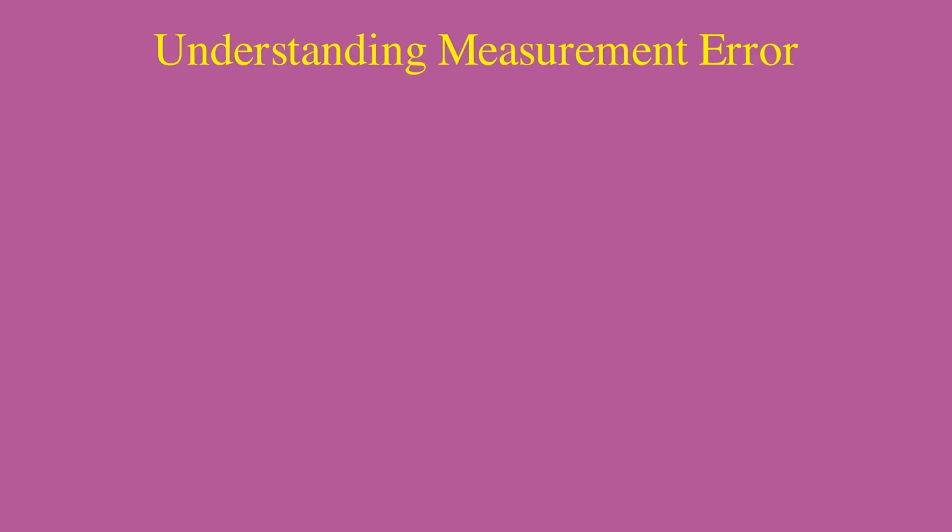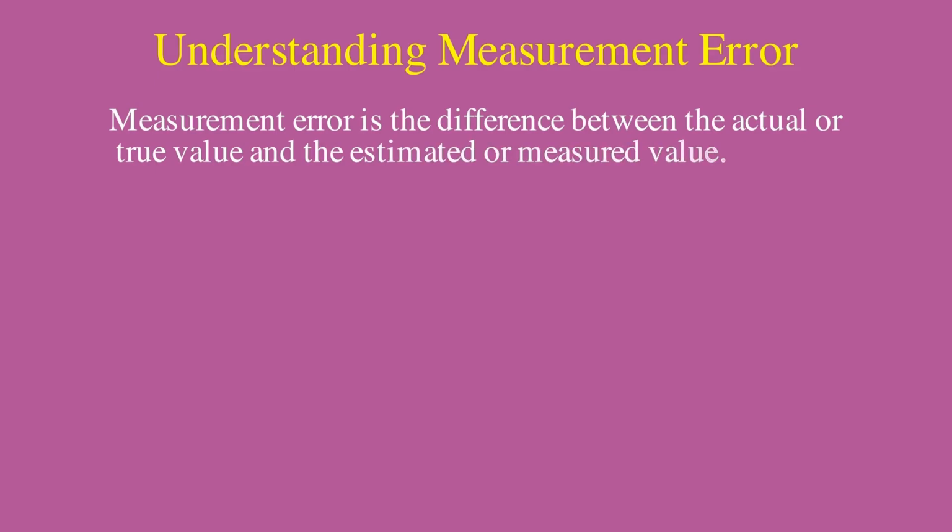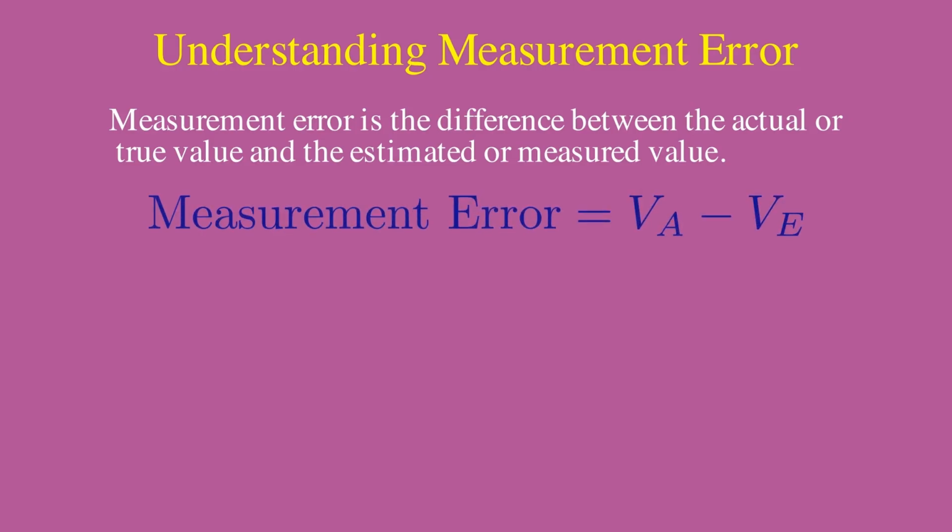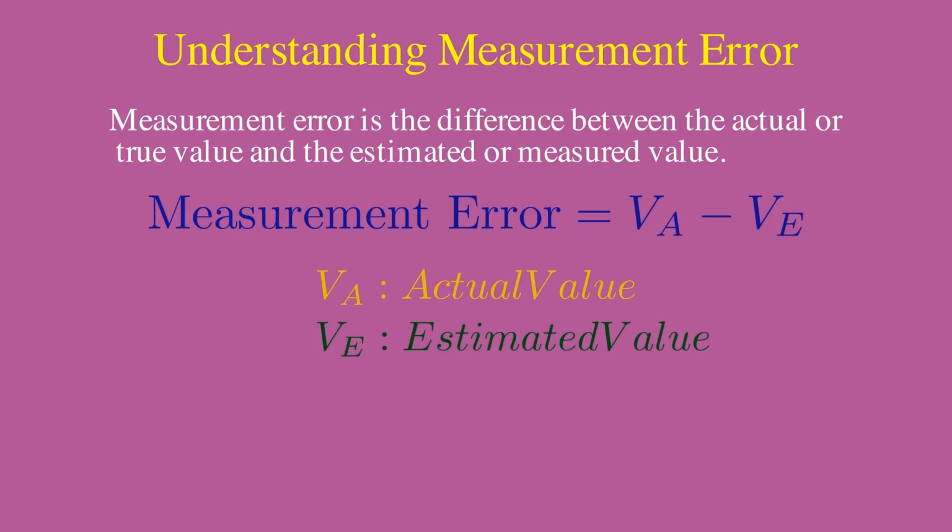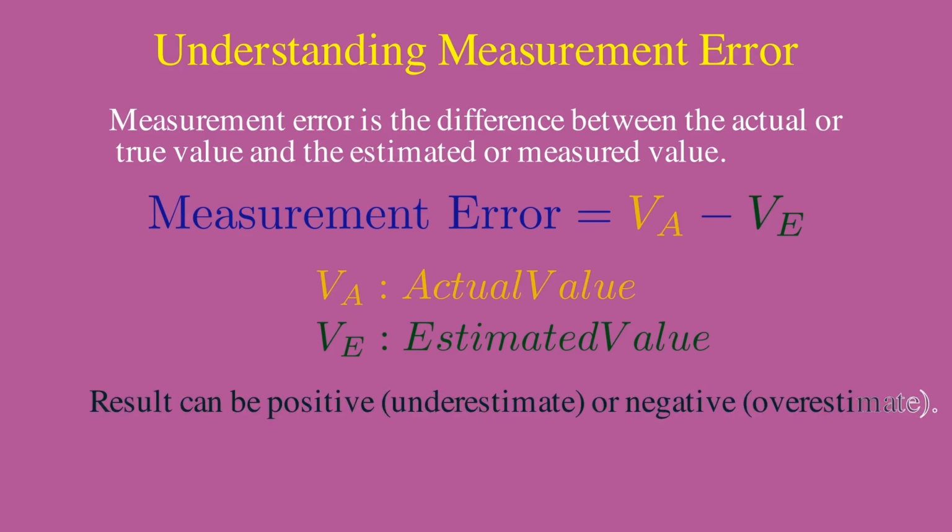Next up, let's talk about measurement error. This is a super straightforward concept, but critical for understanding how accurate our data truly is. Measurement error is simply the difference between the actual or true value and the estimated or measured value. We often denote the actual value as V of A and the estimated value as V of E. So the formula is simply V of A minus V of E. The result can be positive or negative, indicating if our measurement was an overestimate or an underestimate.